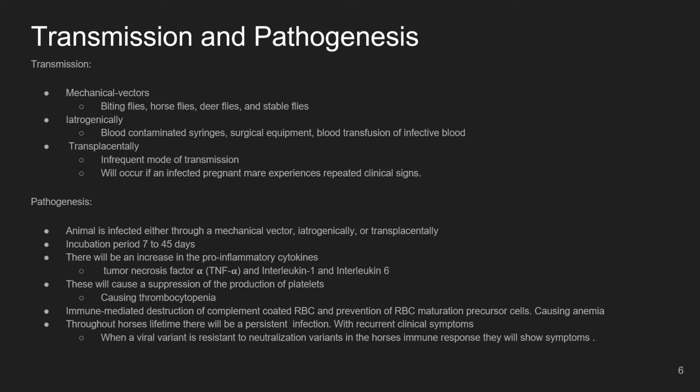This virus will then elicit an immune response, which is characterized by pro-inflammatory cytokines, such as tumor necrosis factor alpha, interleukin-1, and interleukin-6. These will cause a suppression of the production of platelets, which causes thrombocytopenia, one of the clinical signs. It will also cause the immune-mediated destruction of complement-coated red blood cells and the prevention of red blood cell maturation from precursor cells, which causes the anemia in equine infectious anemia.